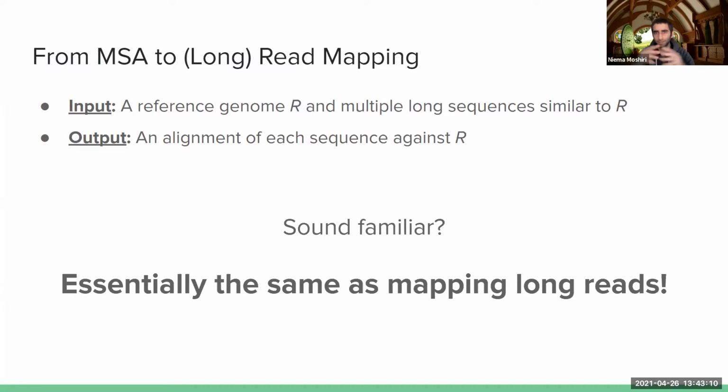So basically, this goal of taking every one of my query sequences, each of my consensus sequences, and pairwise aligning them against the reference genome, that is essentially exactly the read mapping problem. Just our reads are super long. Does that connection make sense? Any questions about this?